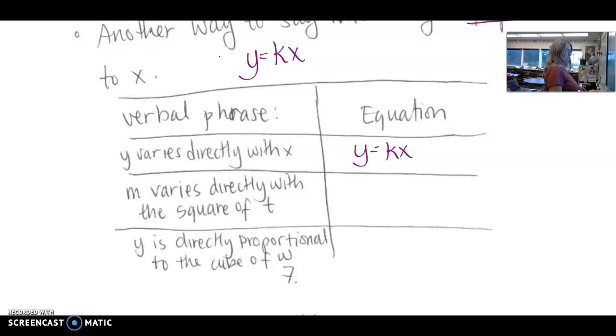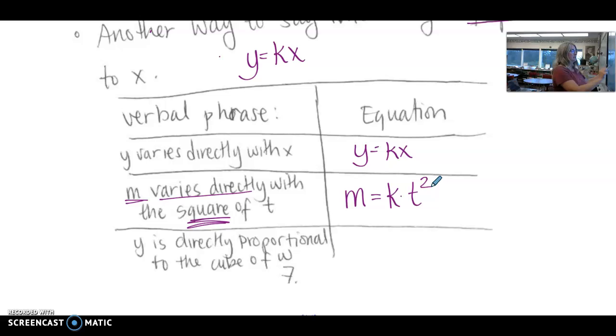You can have different letters involved, so instead of y, it might be m varies directly with the square of t. So think about what the square of t would look like, and we would write it like this. M is equal to, there's my constant of variation, but instead of m equals k times t, we're going to say m equals k times t squared, because that is how you write the square of t.